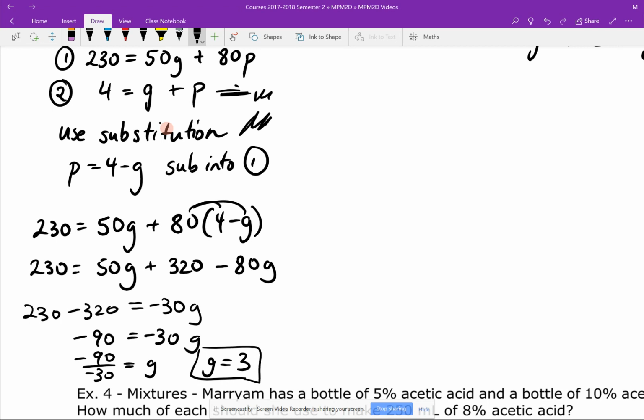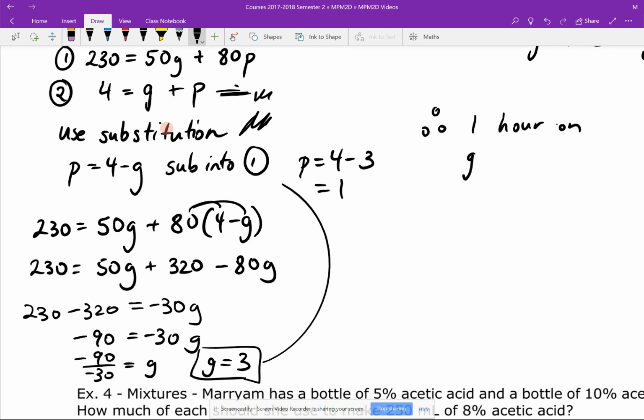So 3 hours on the gravel road, which means the time spent on the paved road, if I substitute it back into my equation, P equals 4 minus 3, which is equal to 1. So the time spent on the paved road is 1 hour and the time spent on the gravel road is 3 hours. Therefore, 3 hours on the gravel road and 1 hour on the paved road.